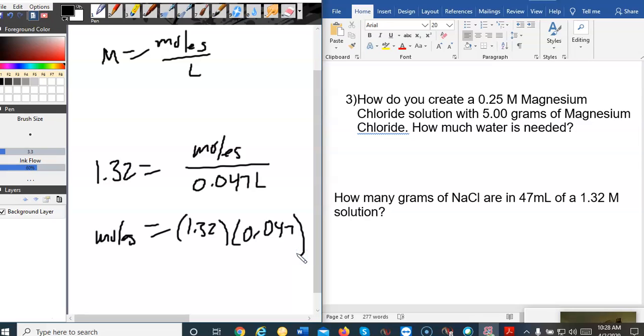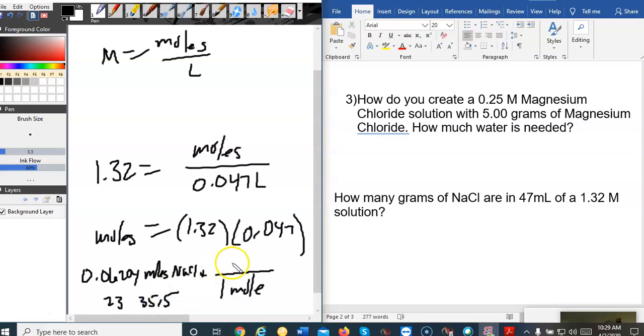So 1.32 times 0.047. So the moles equals 0.06204 moles of sodium chloride. And then I have to convert the moles into grams. So let's see, sodium is 23, chlorine is 35.5, so that's about 58.8 grams per mole. So times 58.8, and you get 3.65 grams of sodium chloride.